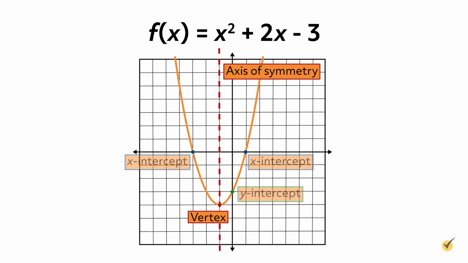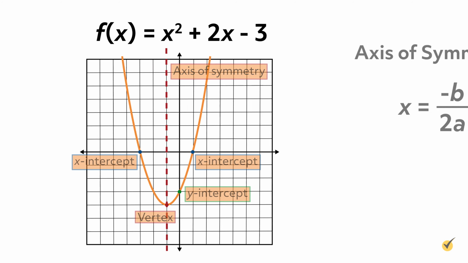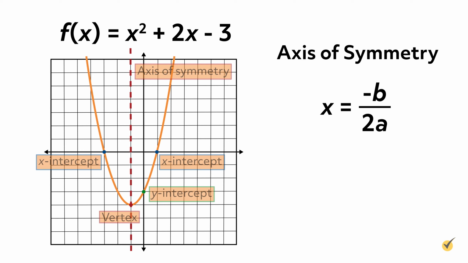Well, we don't really need c, but since we already used it to find the y-intercept, it won't feel left out. Here's the formula for finding the axis of symmetry. X is equal to negative b over 2a. Remember that when we have an equation written as x equals a number, it is an equation of a vertical line. That's what we're trying to find here.